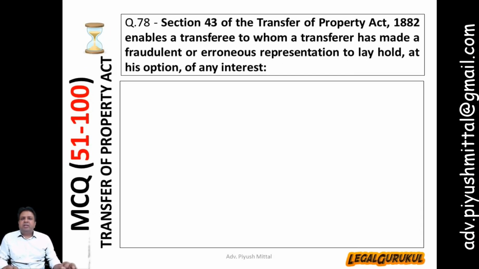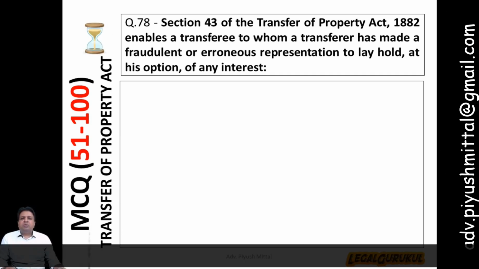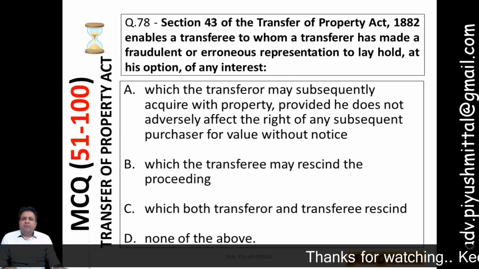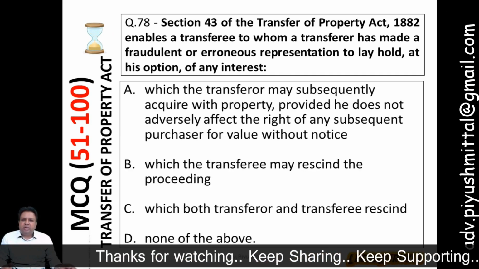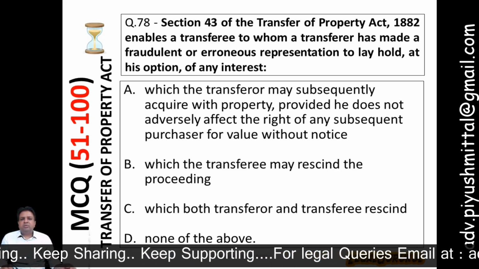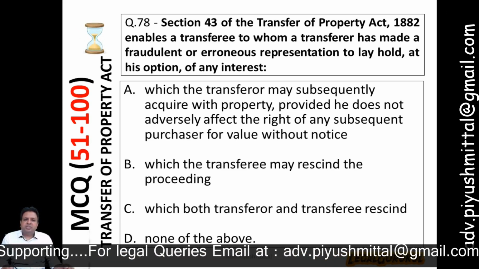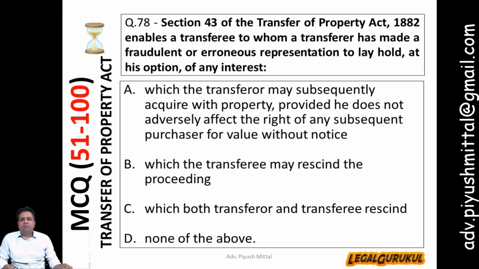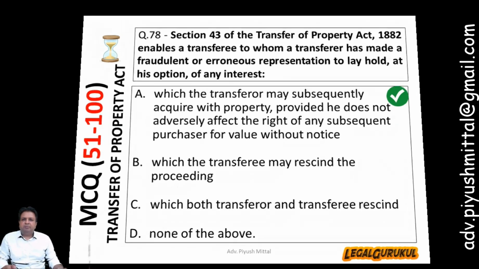Question number 78. Section 43 of the Transfer of Property Act 1882 enables a transferee to whom a transferor has made a fraudulent or erroneous representation to lay hold at his option of any interest A, which the transferor may subsequently acquire with property, provided he does not adversely affect the right of any subsequent purchaser for value without notice, B, which the transferee may disclaim in the proceeding, C, which both transferor and transferee disclaim, D, none of the above. And the correct answer is A.